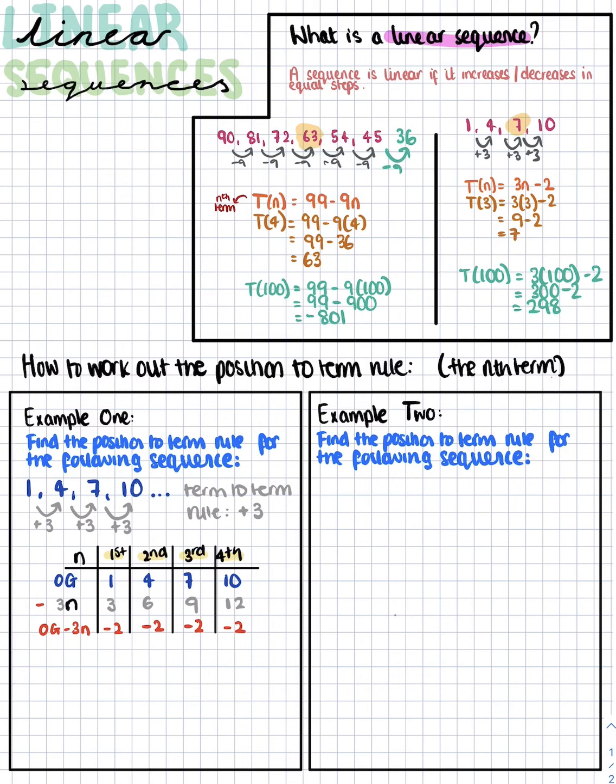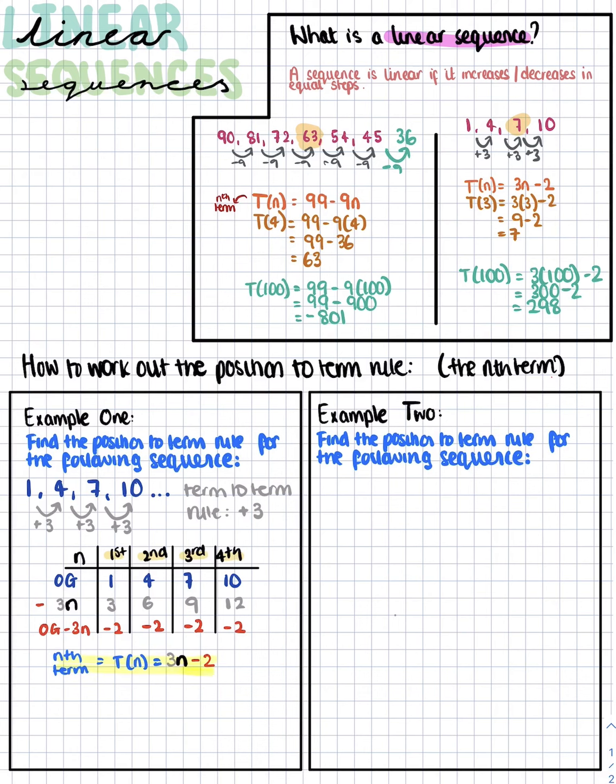the term-to-term rule. Now, to put our nth term together, we take what our sequence started with, so our nth term will start with 3n, and then because our value that we got at the end was minus 2, we're just going to put minus 2 at the end. So our nth term is 3n minus 2. This is our position to term rule.